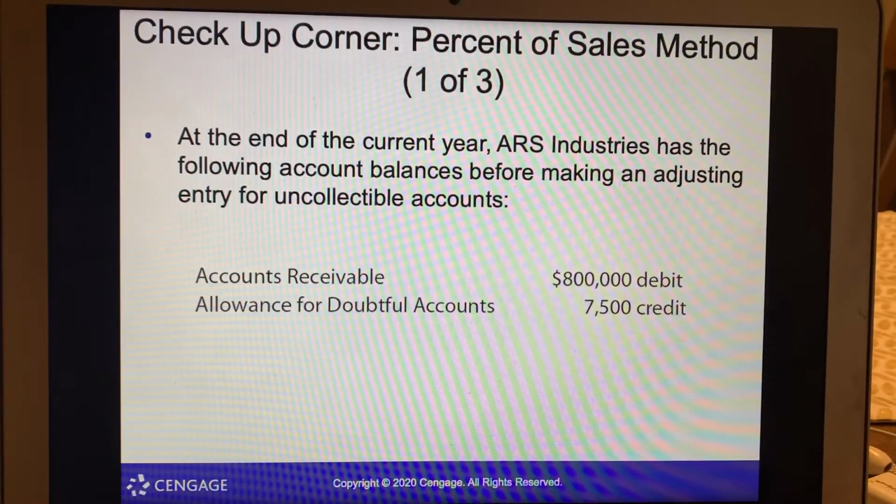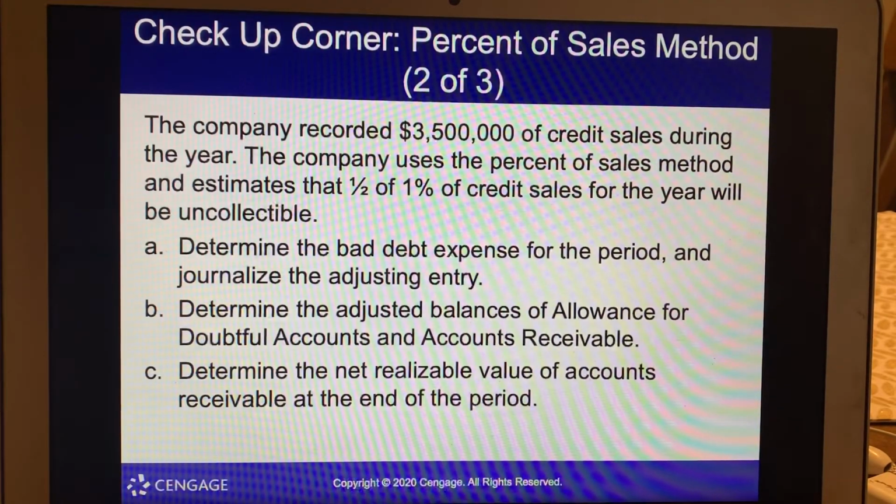At the end of the current year, ARS Industries has the following: a balance of $800,000 debit. So that's the receivable. And then allowance for doubtful accounts credit, $7,500. Don't forget, that's a contra asset. That's why it says a debit and a credit. Okay, so keep that in mind. The company recorded 3.5 million of credit sales. The company used percent of sales method, estimating half of 1% of credit sales for the year end. So these are the elements we need to look at.